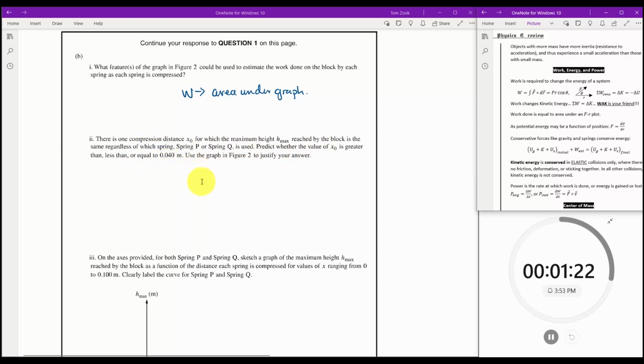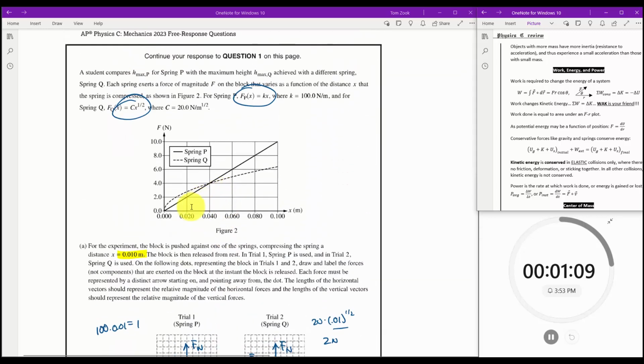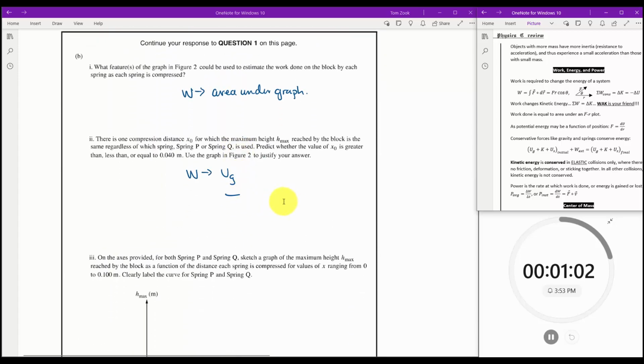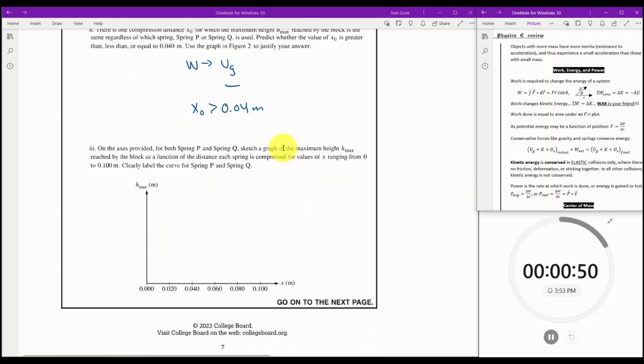Well, here we're dealing with conservation of energy, so the work done by the spring is going to eventually become the gravitational potential energy. If they go to the same height, that means they have the same potential. So I would have to look at the graph and say at 0.04, the work done by Q is bigger. So that position has to be greater than 0.04 for the areas to match up. No more analysis than that.